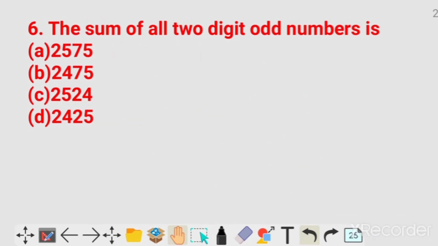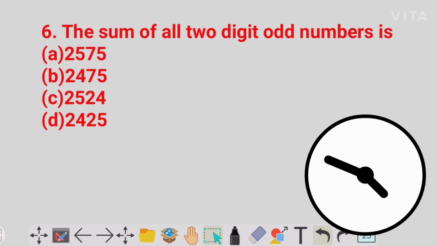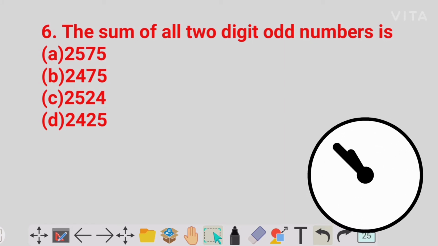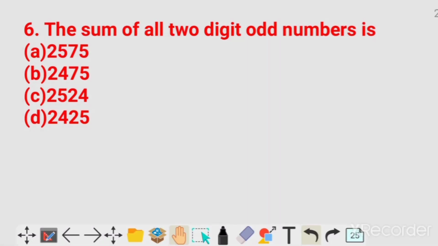Now the sixth question is, the sum of all 2-digit odd numbers is, the options are 2575, 2475, 2524 and 2425. And your time starts now. And the right answer is option B, 2475. Now how to solve this?